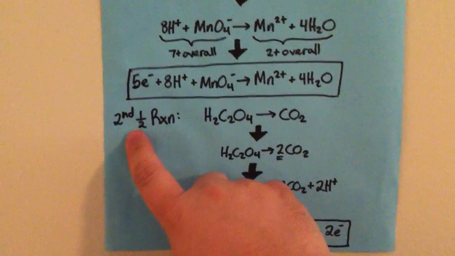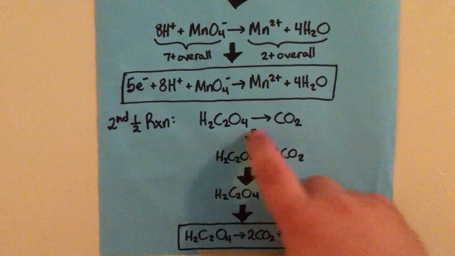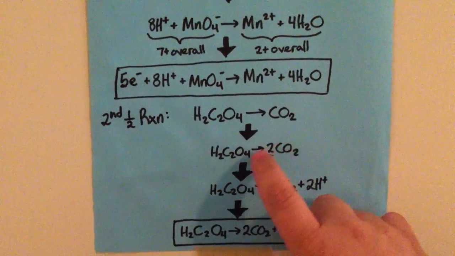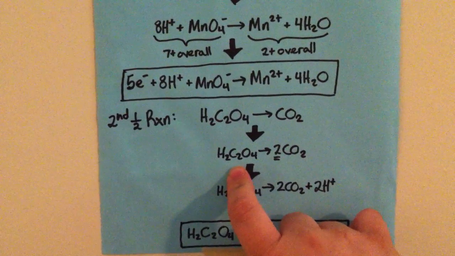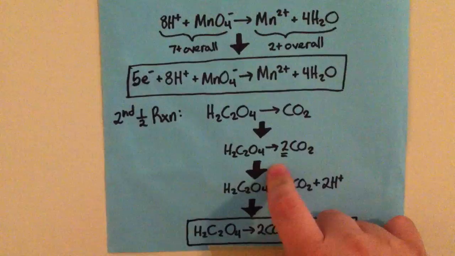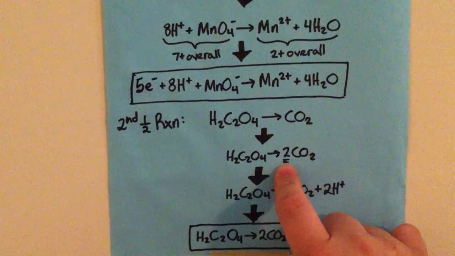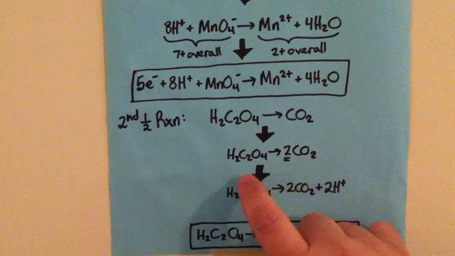Now I've got my second half reaction. My second half reaction takes H2C2O4, produces CO2. I'm going to start off balancing my carbons. 2 carbons on the left. By putting a 2 coefficient out front, I can get 2 carbons on the right.